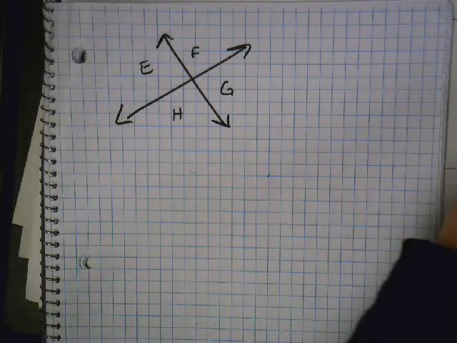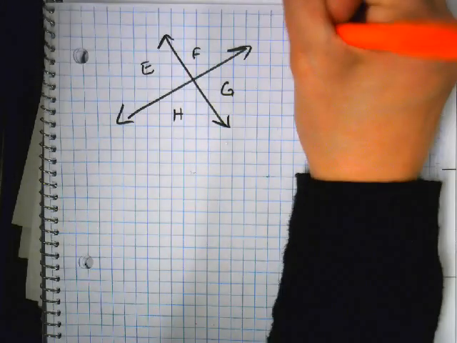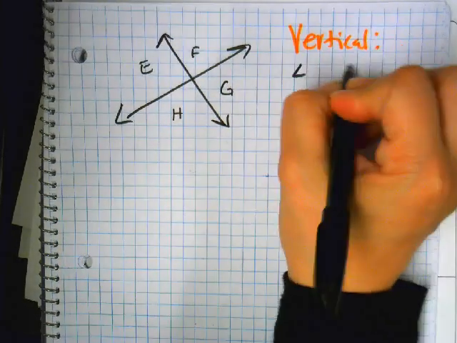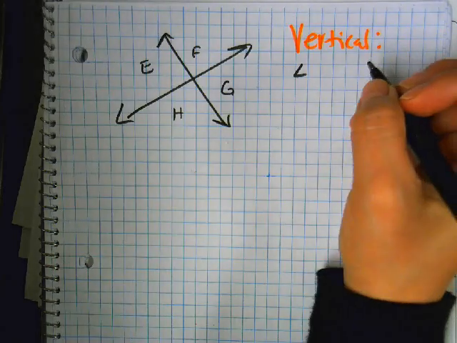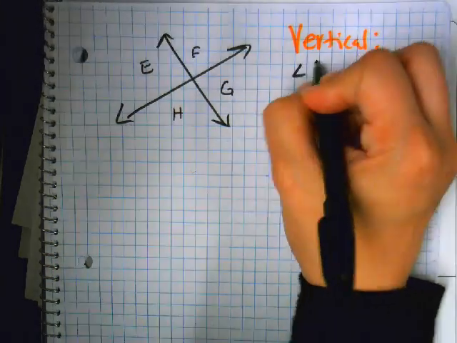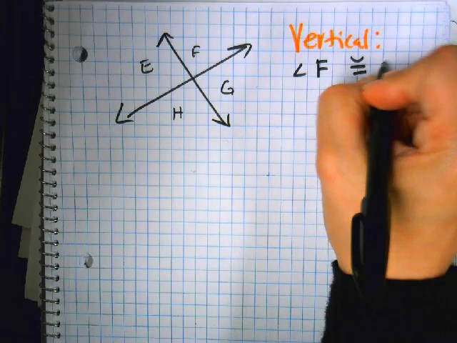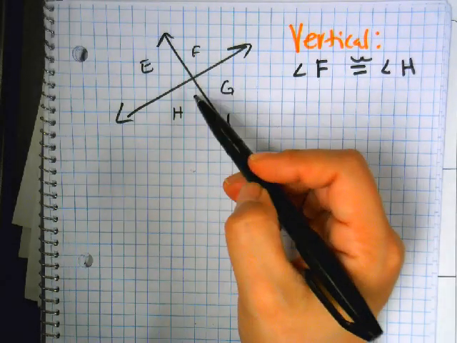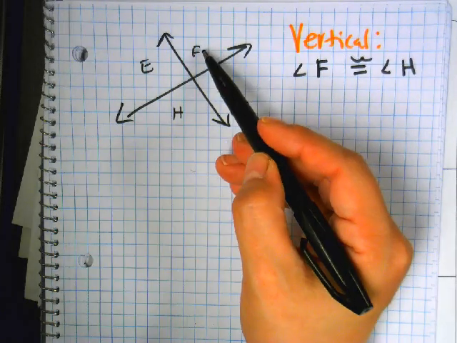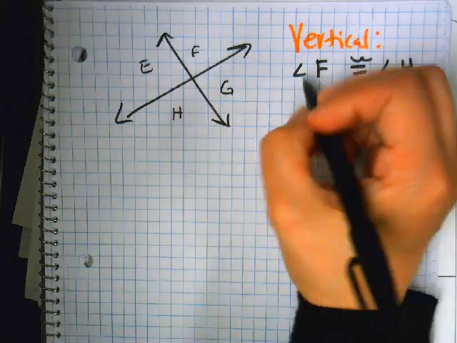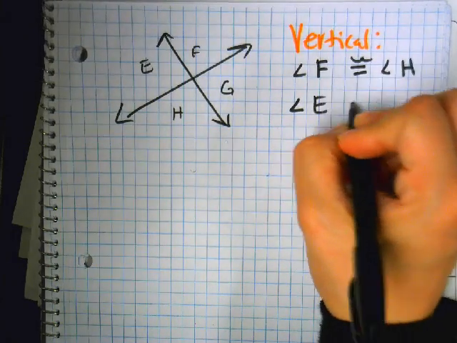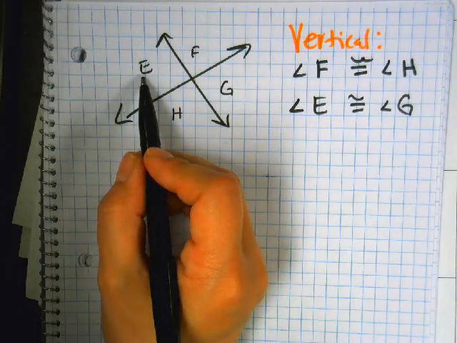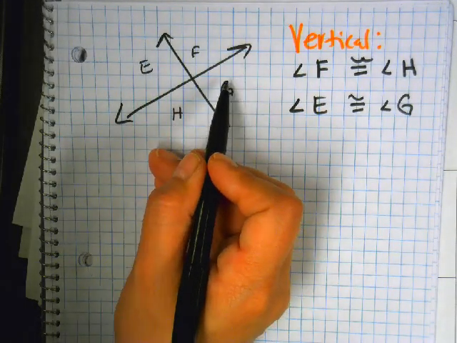All right. So can you tell me which ones are vertical from each other? Angle F and angle H. F is congruent to angle H. So these two are opposite from each other. One's on the top, one's on the bottom. And angle E is congruent to angle G. So one's on the left and one's on the right in my eyes.